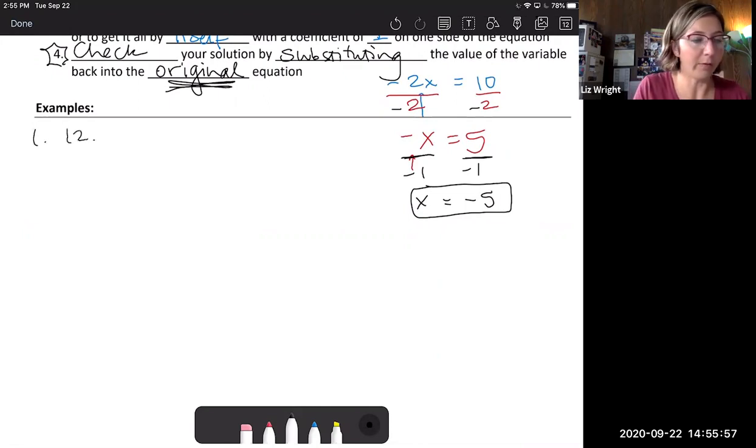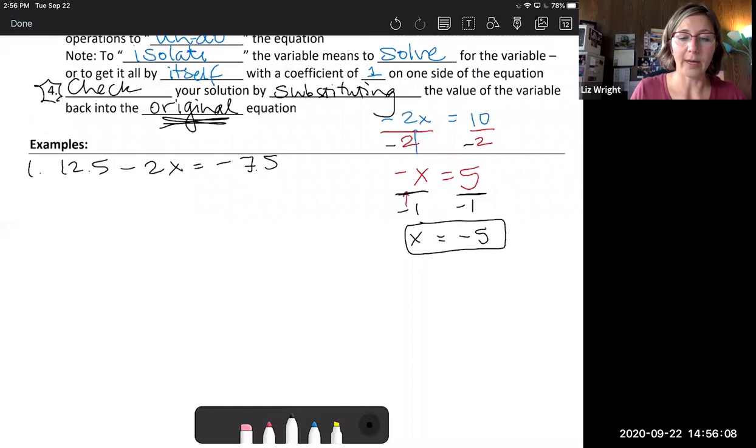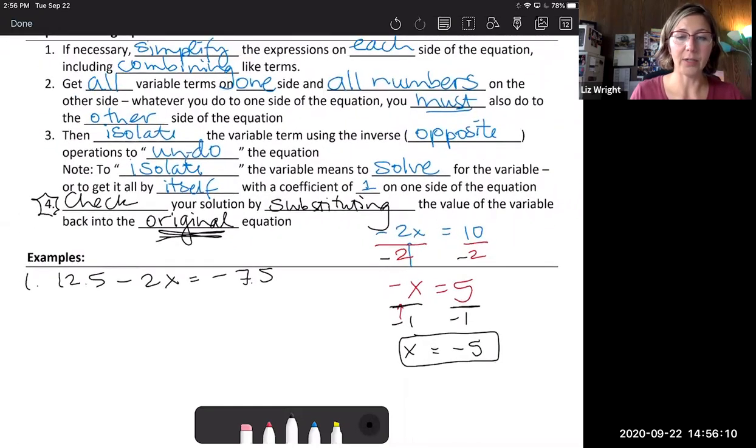So we've got 12.5 minus 2x equals negative 7.5. And then we're looking to solve for that variable x. So again, go back up to your steps. It says, if necessary, simplify the expressions on each side of the equation. Is there anything for us to simplify on the left-hand side? No. Right-hand side? No.